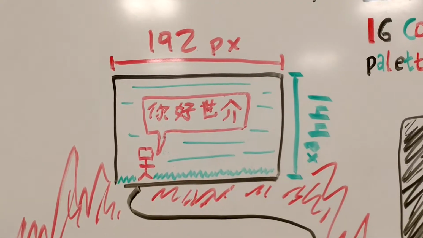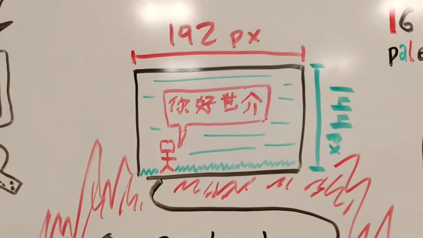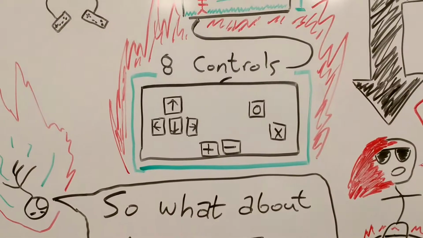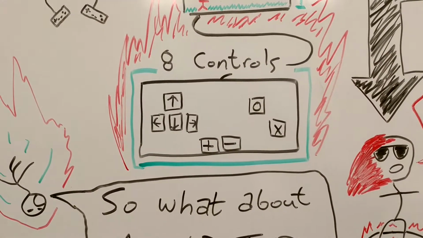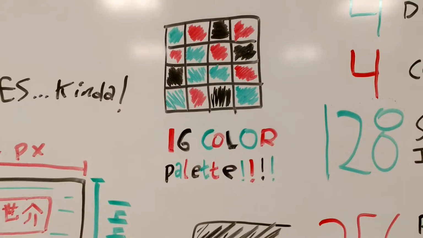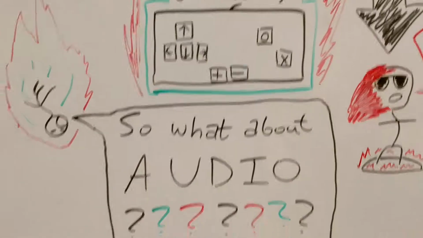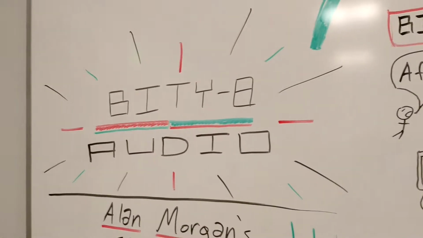Bity-8 has a screen 192 pixels by 144. It has a controller with 8 controls: up, down, left, right, plus, minus, O, X. And it has a 16 color palette that can be used to draw on the screen. So what about audio? That's what this presentation is on.